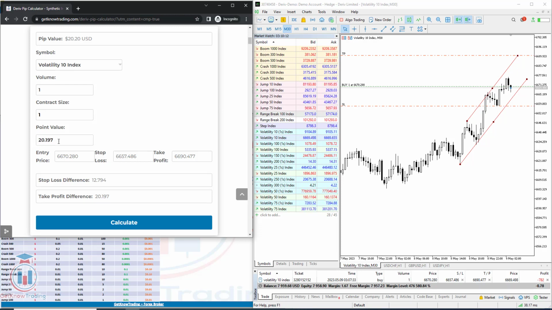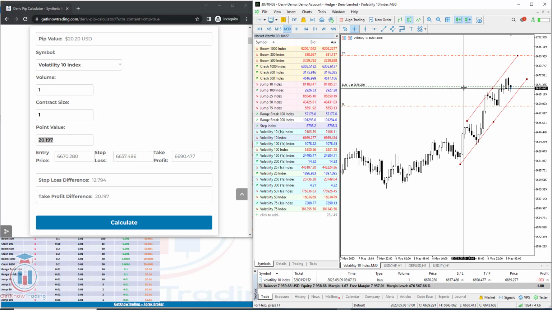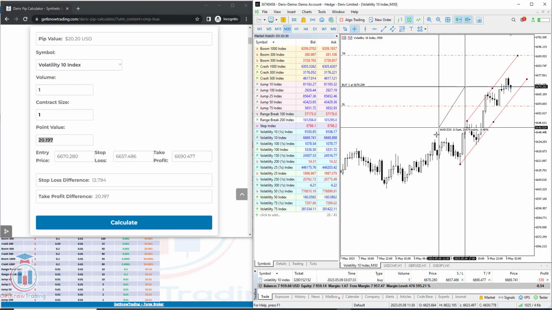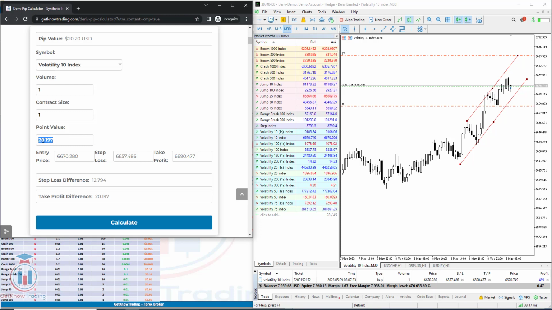You could put here a point value, for example, if you want to calculate how much money you would make if the price changes from here to here. Sorry, this is the price. For example, how much the stop loss would be if you go from here to here. Now you can see the price difference between these two values is 67.265. You can see here where the three values are that you have 67265 points. So I will put this value here, 67265.